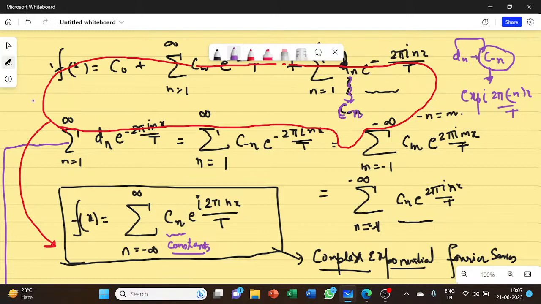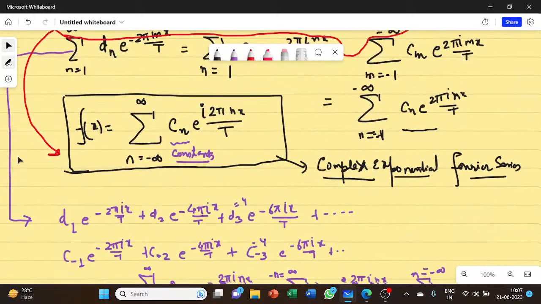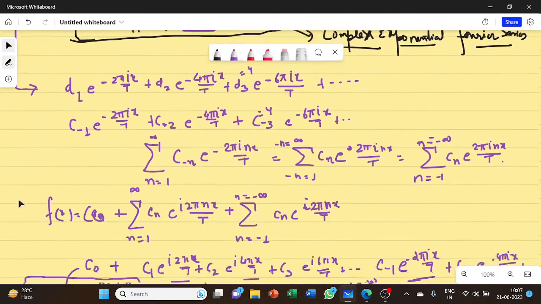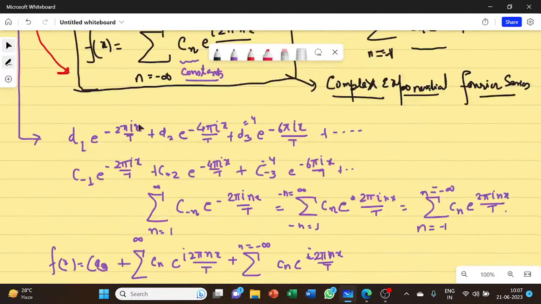In short, I can say that if my function is a periodic function, I can represent it in terms of a complex Fourier exponential series. And this is it. This is one thing.